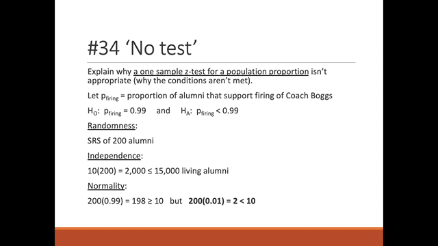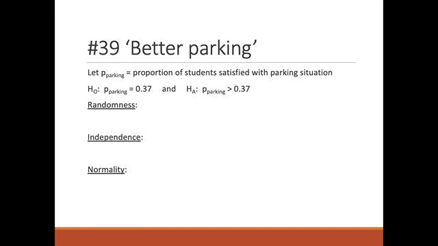That's less than 10. So our expected success and failure counts both need to be 10 or more for us to believe that the sample proportion follows an approximately normal distribution. So in number 34, it's the normality condition that has failed. Number 39, so a couple of things here.